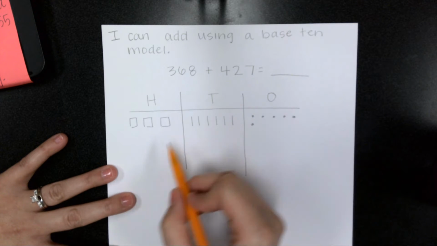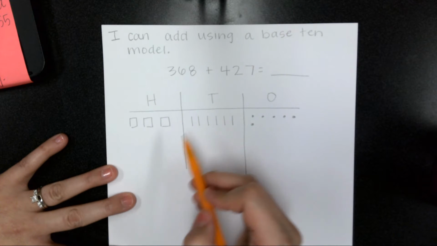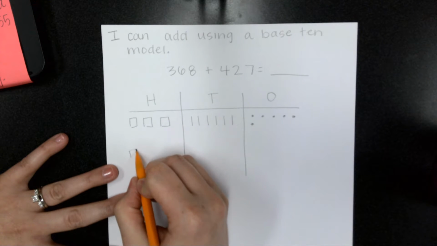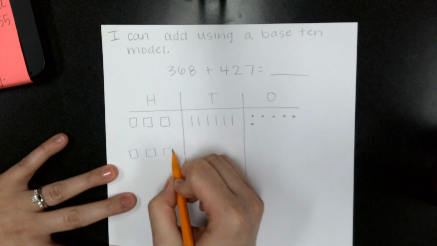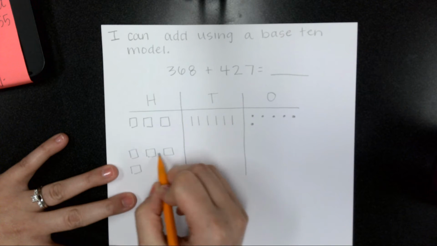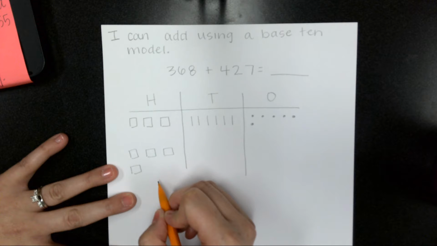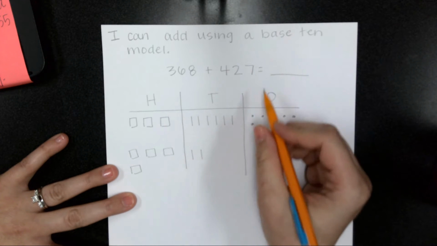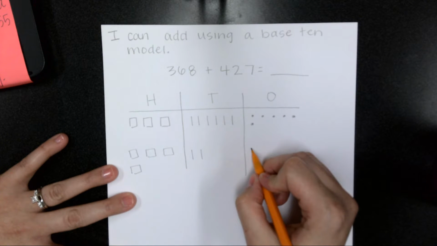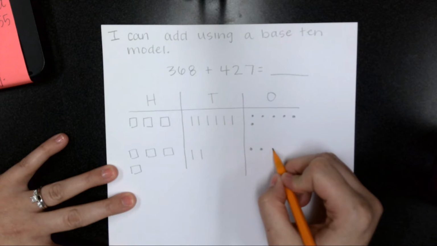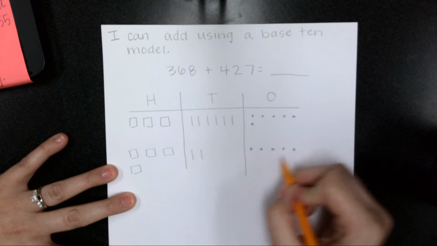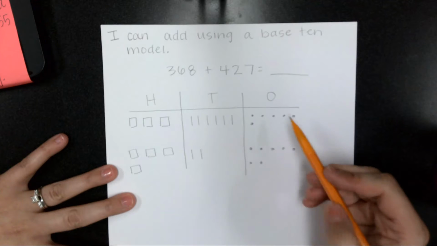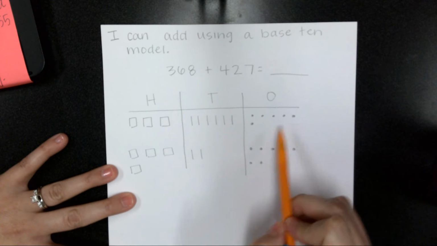So now I'm going to give myself a little space before I go ahead and draw out 427. So let's draw 4 hundreds. 100, 200, 300, 400. See how I'm kind of lining those up so it's very neat and easy to see what I have. Now I need 10, 20, and I know I have 7 ones. So here we go in another 10 frame. 1, 2, 3, 4, 5, 6, 7. So now I have very neatly represented 368 and 427.